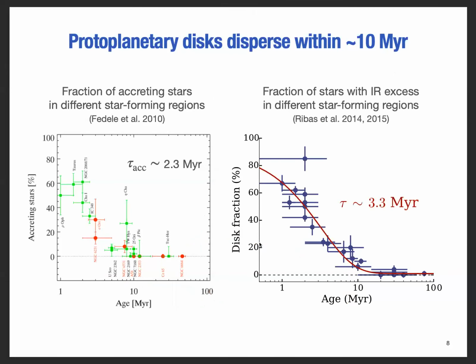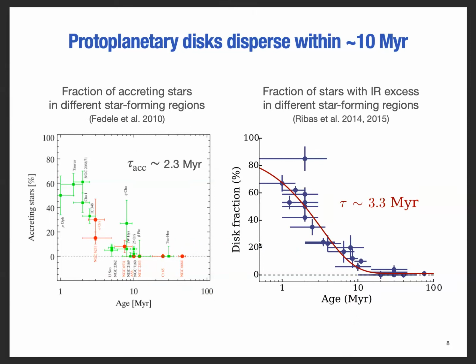Regardless of what is the dominant evolutionary mechanism, we know disks disperse. And you can trace that by looking at different star forming regions. For each of them, you get an approximate age. And you can see what happens with the fraction of objects that are accreting at different ages. So that's what you see here on the left plot. On the x-axis, you have age. And on the y-axis, that's how many objects in different star forming regions are accreting. And you can see how the fraction goes to zero close to 10 million years.